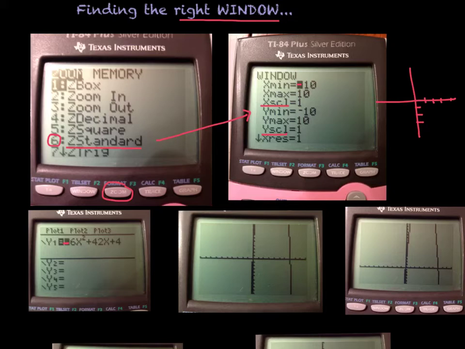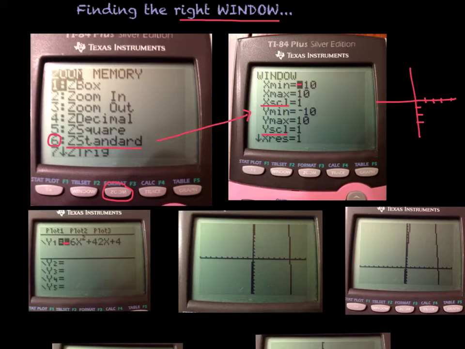So we're going to type in y equals negative, not a minus. Make sure it's a negative 6x squared. Believe it or not, your calculator has two separate buttons, one that's a minus, one that's a negative. Plus 42x plus 4. And if I do zoom standard, and again, if I'm going too fast, great time to hit the pause button to make sure you have that equation typed in.